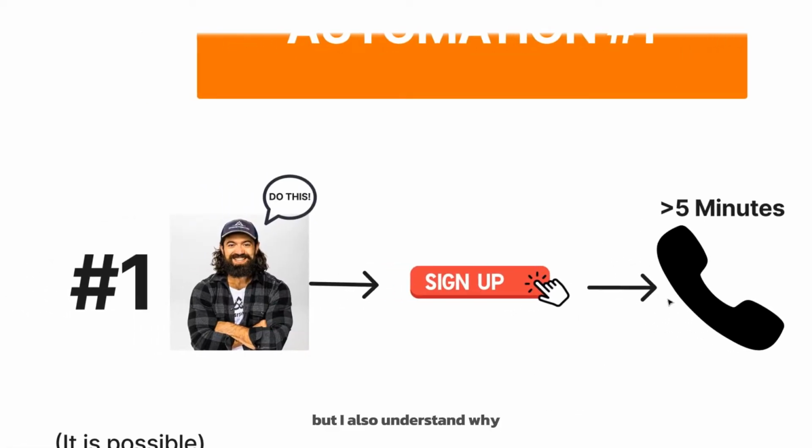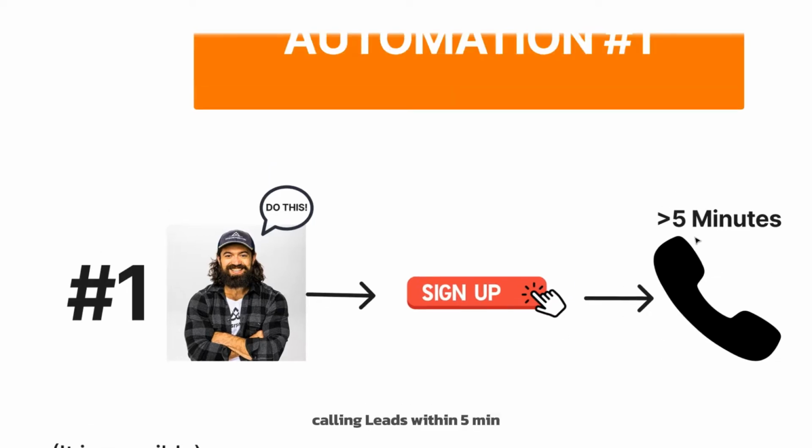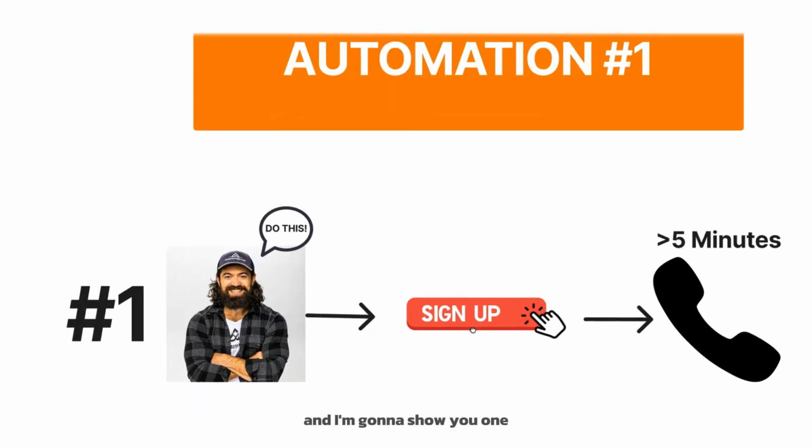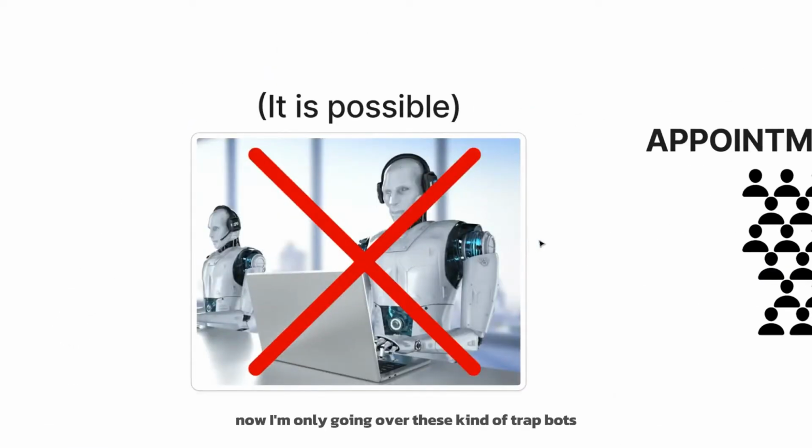But I also understand why a lot of people aren't doing this, because it's a lot easier said than done. Calling leads within 5 minutes needs a good infrastructure to actually do this properly. And I'm going to show you one automation that helps our partners do this. Now, I'm normally going over these kind of chatbots that call the leads automatically, completely using AI. It's really impressive, but we're not talking about that today.